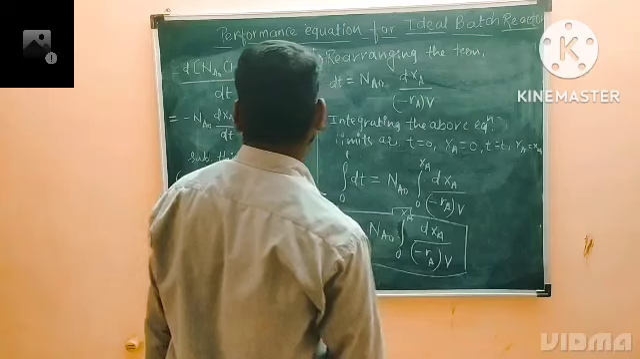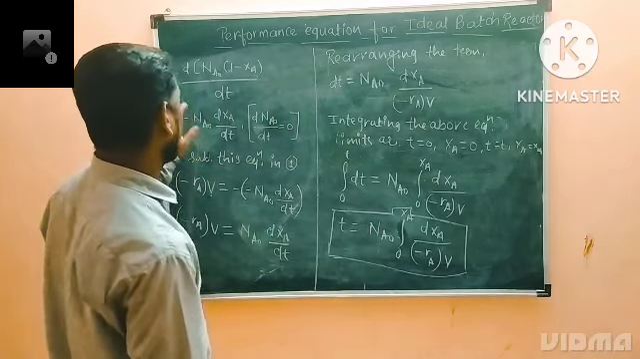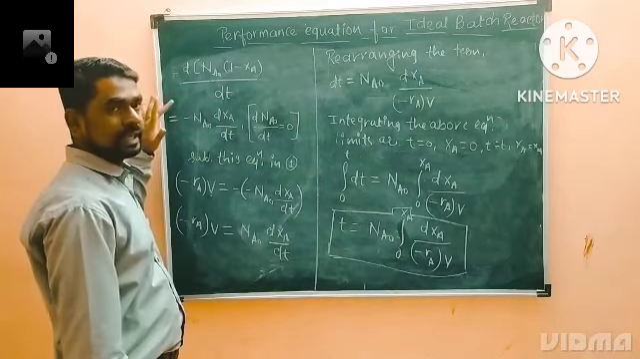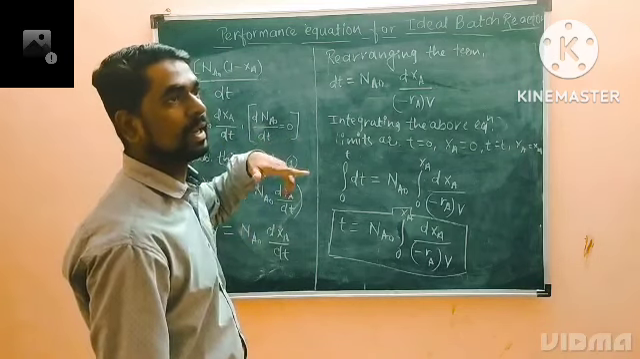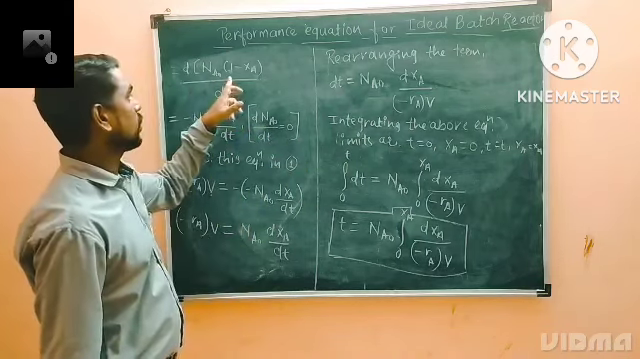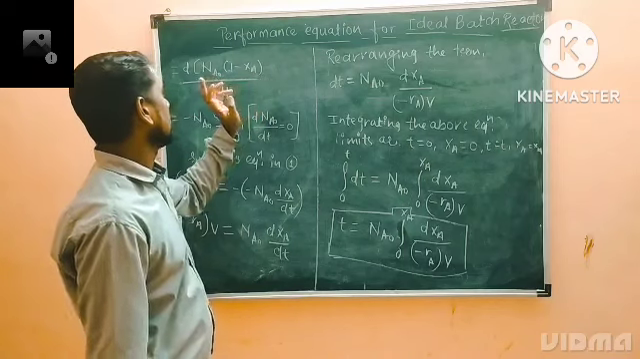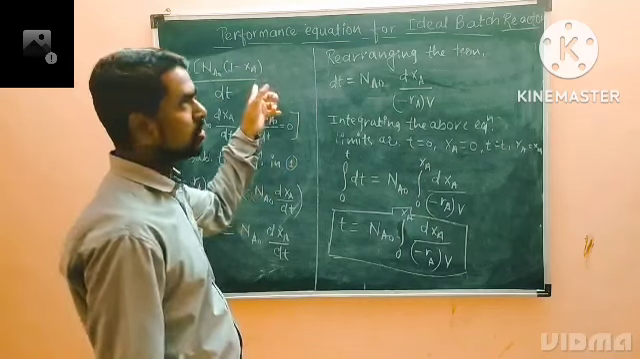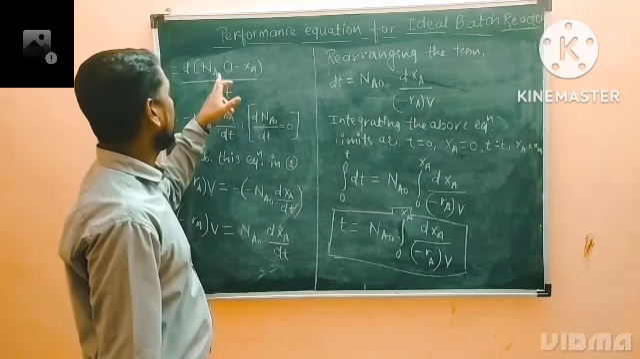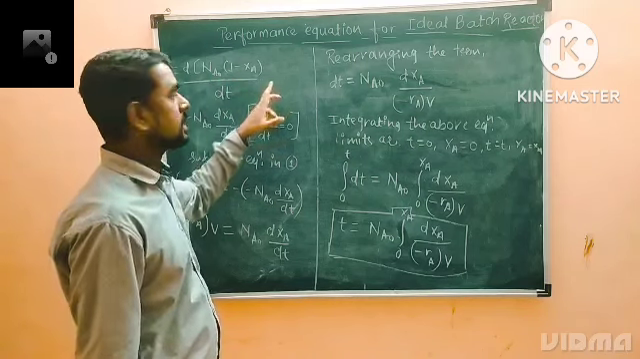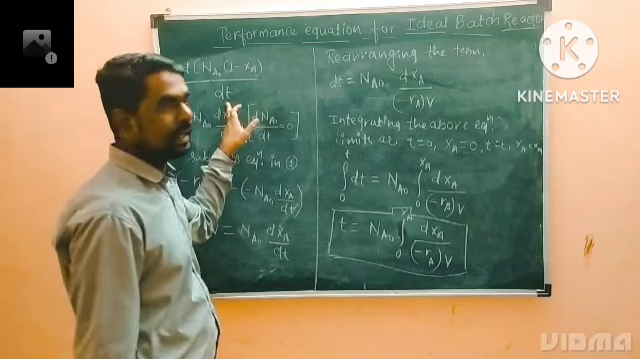Now we put this equation into dNA upon dt, taking the common term, NA is equal to NA0 (1 minus Xa). So we put this Xa equation over here, and the equation becomes d[NA0 (1 minus Xa)] divided by dt.